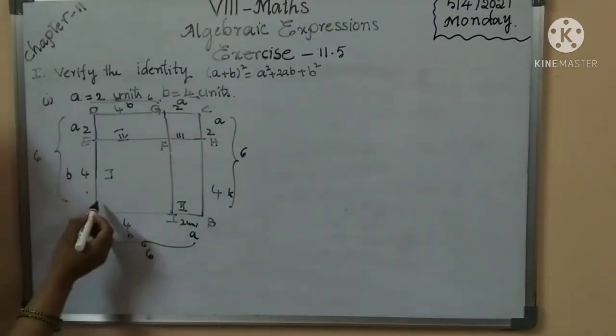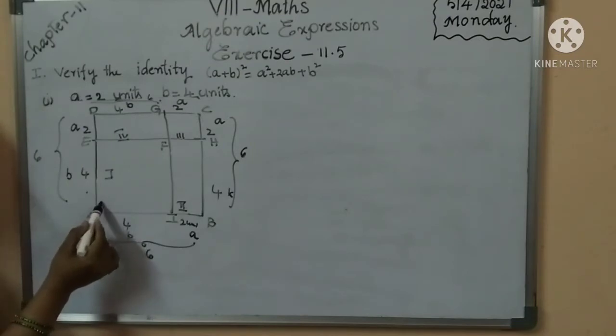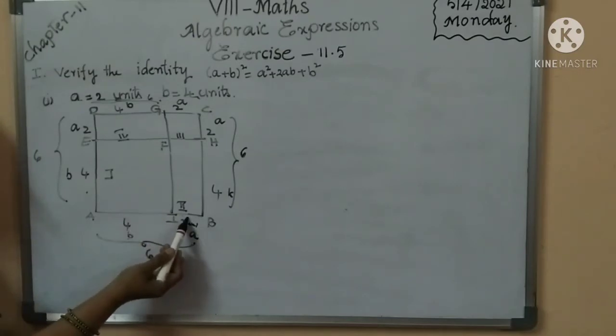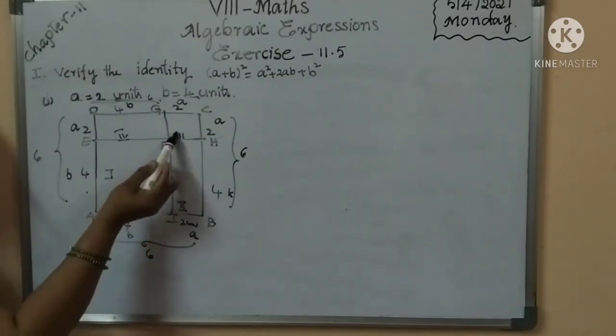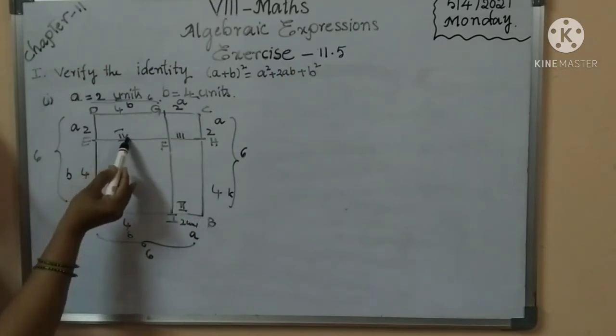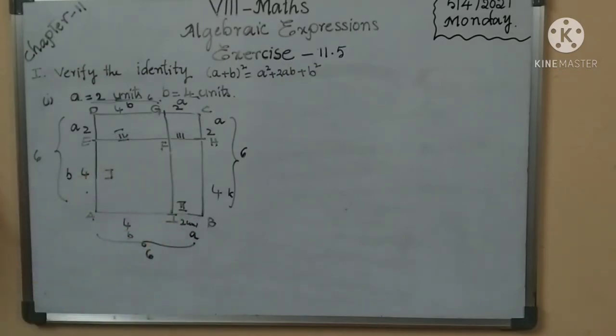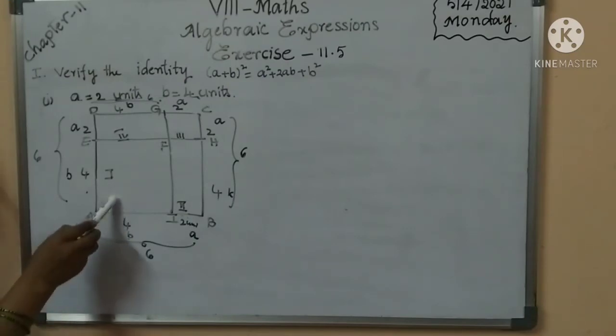Now the area of the first region and the second region. The shape of the first region is a square. The shape of the second region is a rectangle. The shape of the third region is a square. The shape of the fourth region is a rectangle. Understand?